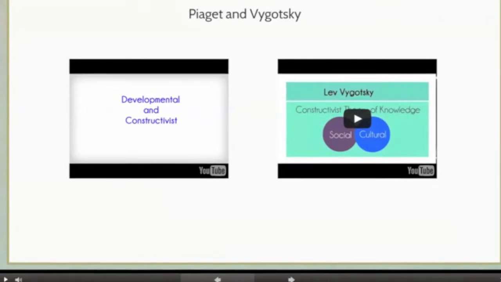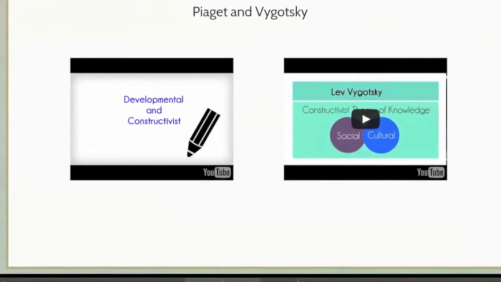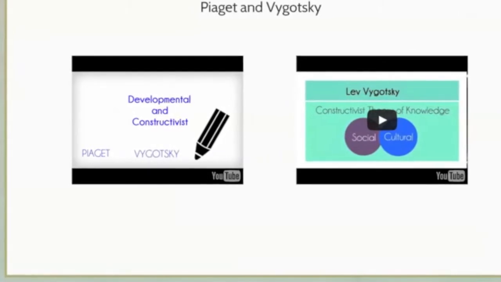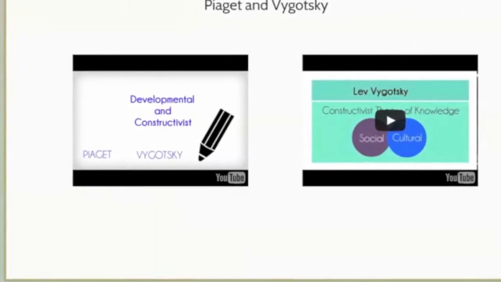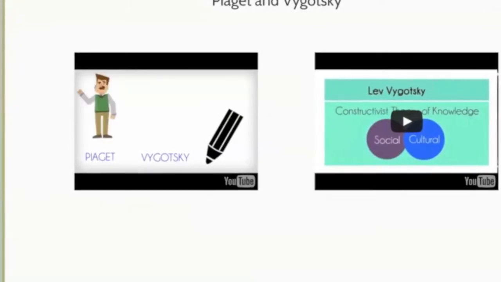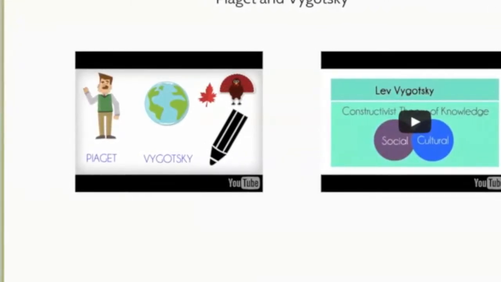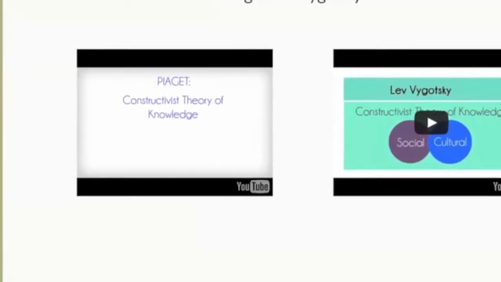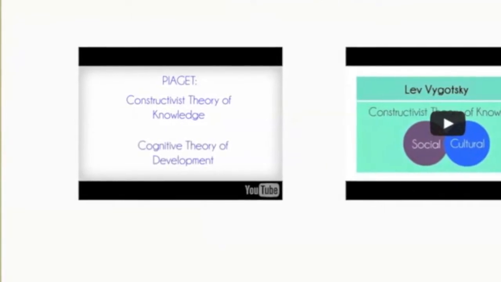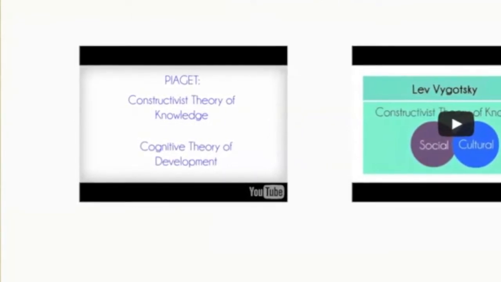Let's examine developmental and constructivist approaches to learning. We will examine the work of Jean Piaget and Lev Vygotsky. These theories each view learning and the production of knowledge as an active and contextualized process mediated by people, places, and objects. Piaget's scientific legacy is his constructivist theory of knowledge. However, he's most often cited in connection with his cognitive theory of development.